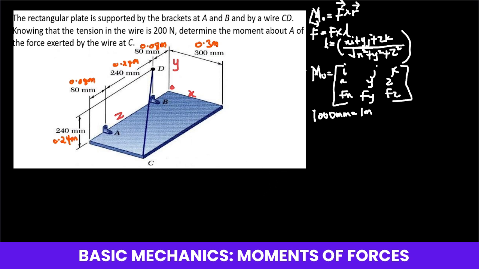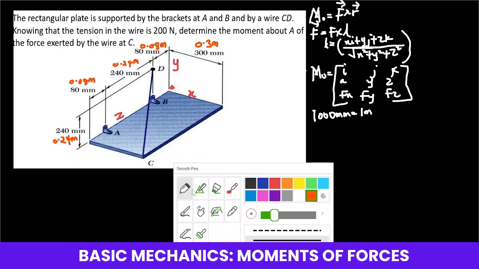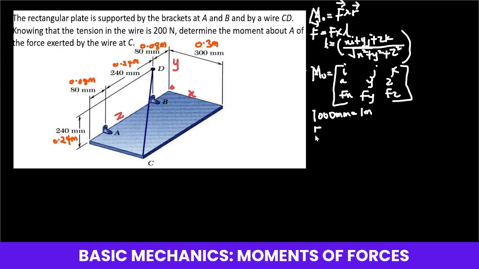So once we know this, we can easily find the various components of the forces. Since we know this here, let's find the various directions in which it is moving. If any direction is moving to this side, it's positive x. Any direction moving to this side is positive z.